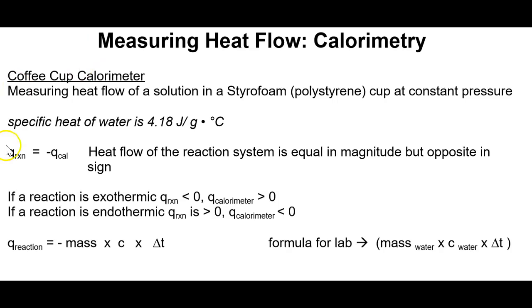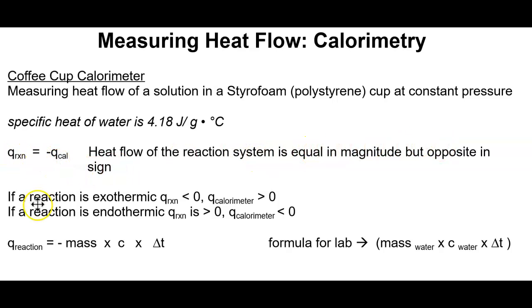What I do need to talk about is this piece right here, very important, card worthy. You might write it down on your formula card if you're keeping one. Q reaction equals negative Q calorimeter. So whatever we get out of the calorimeter, it is equal in magnitude, same value, but opposite in sign. So heat flow of the reaction system is equal in magnitude, but opposite in sign.